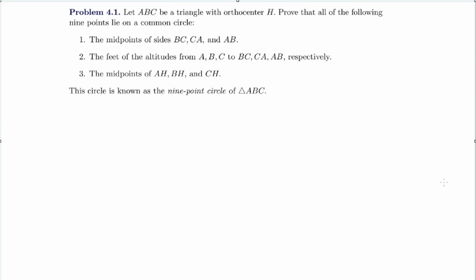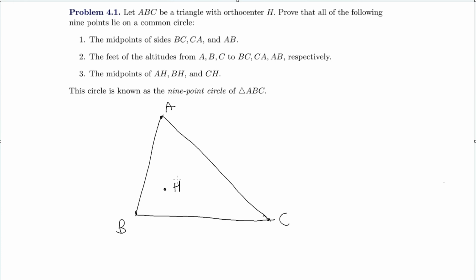All right, let's solve this problem together. So hopefully you've tried it by now, so hopefully you've constructed a diagram. So I'll construct one now. So let's suppose that we have ABC as our triangle, and suppose that we have our point H here.